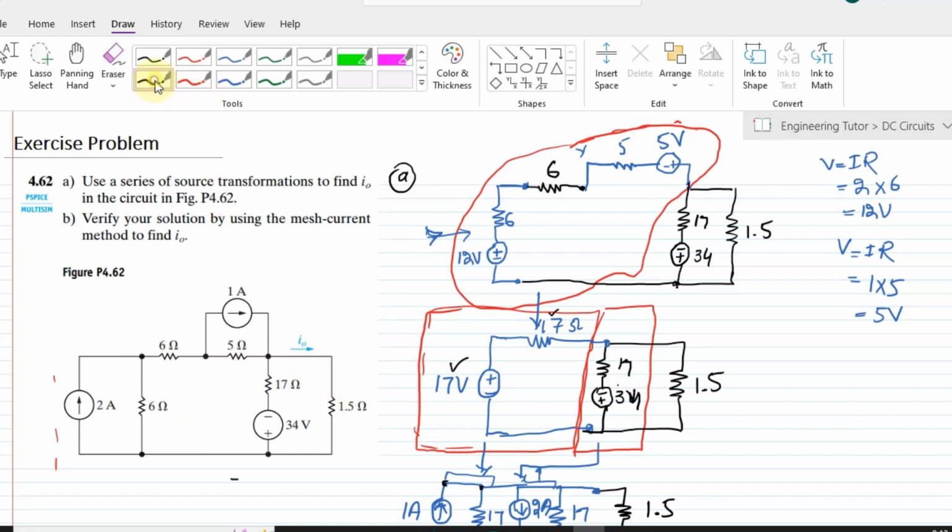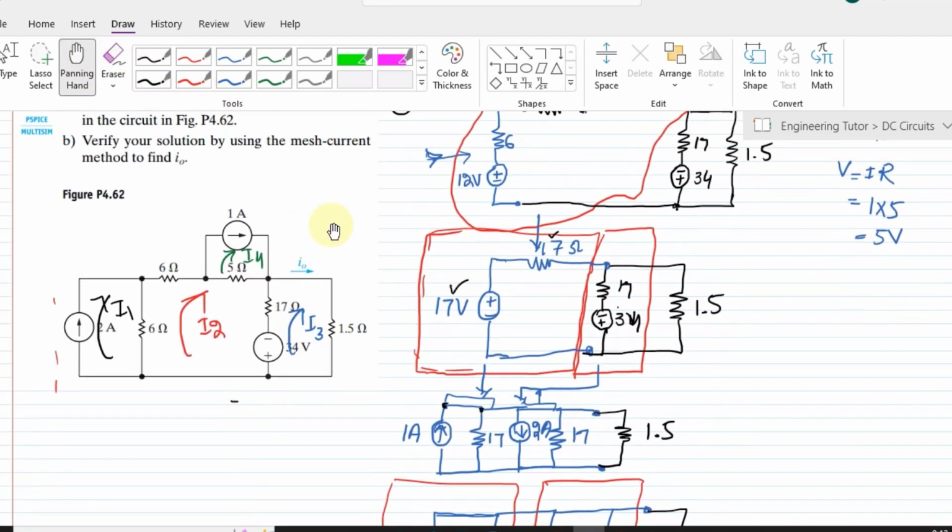So now let me suppose some currents. Here the first current, let me call it I1, let me call this I2, this is I3, and this one here is I4. Okay, so now I have these four currents.